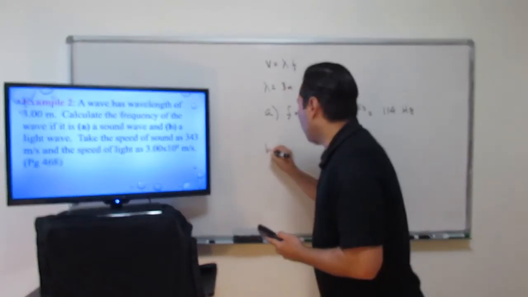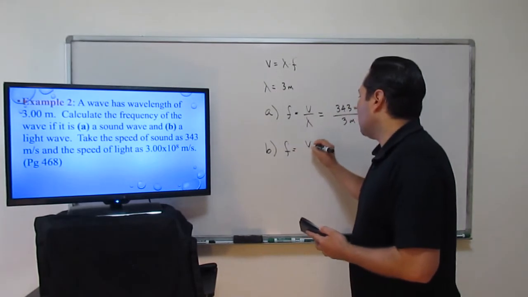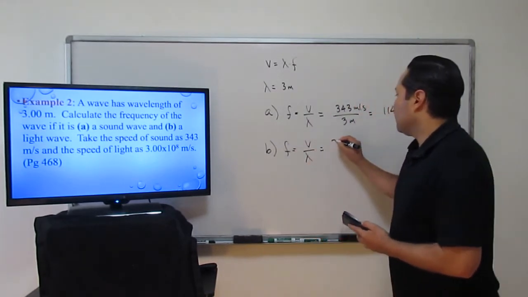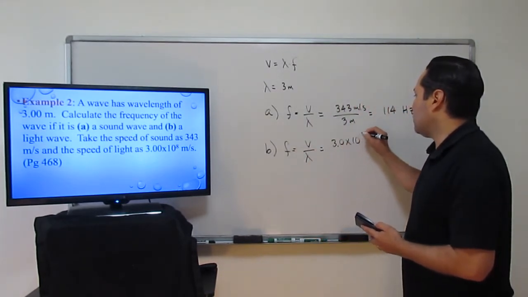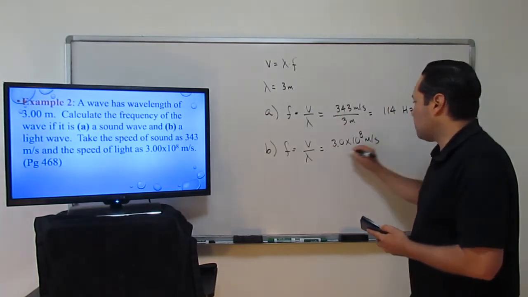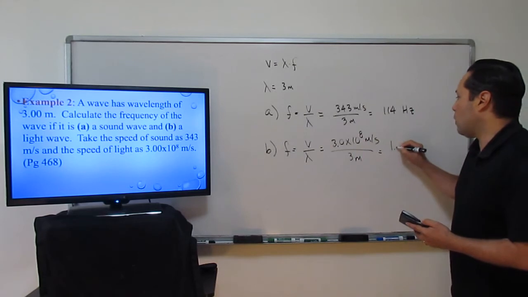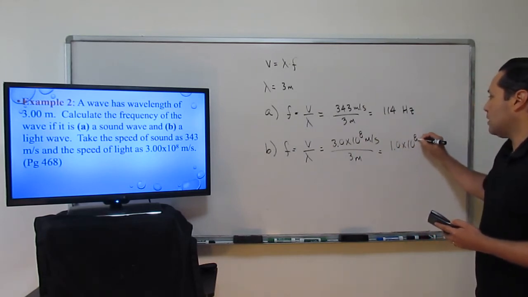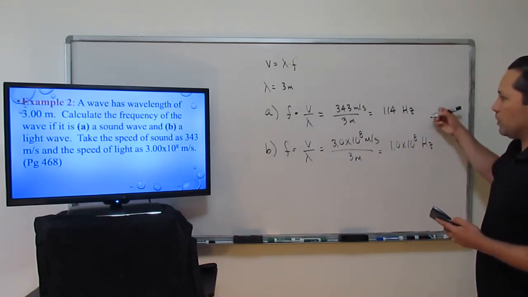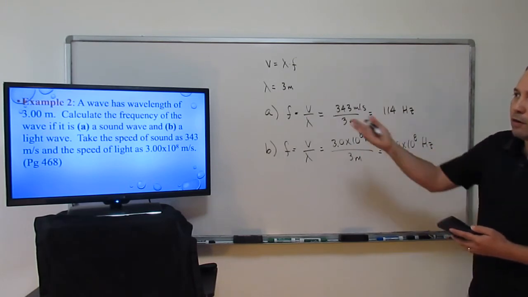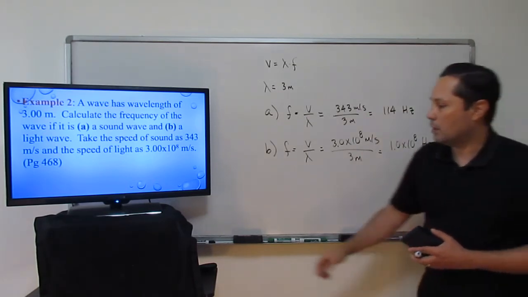Now, what if the wave, instead of being a sound wave, is a light wave? Now we solve for part B, same formula, but the velocity is going to be different. 3.0 times 10 to the 8 meters per second is the speed of light, and the wavelength is still 3 meters, so it's going to give us 1.0 times 10 to the 8 hertz. So that will be the frequency for part A and part B of example number 2.